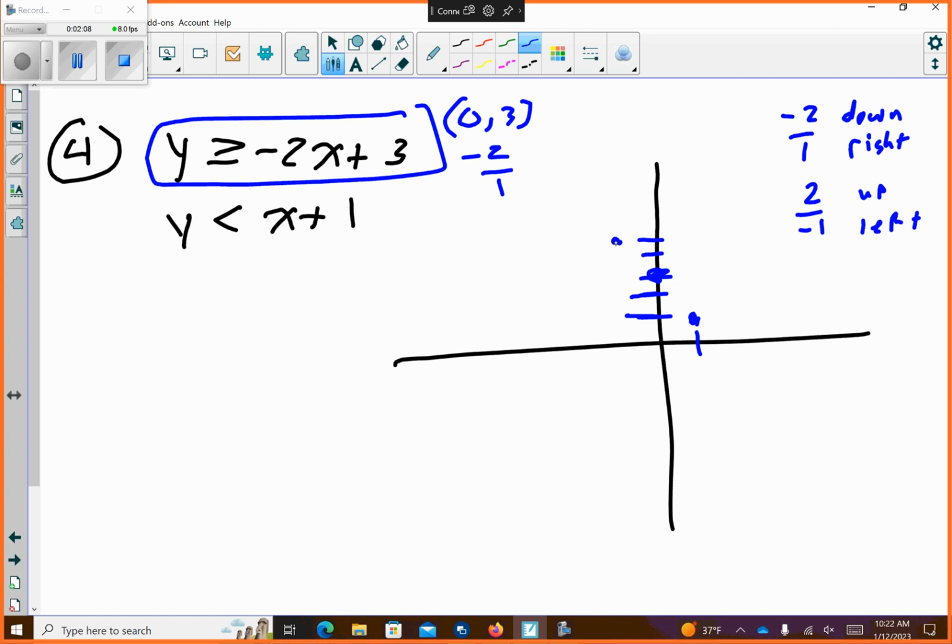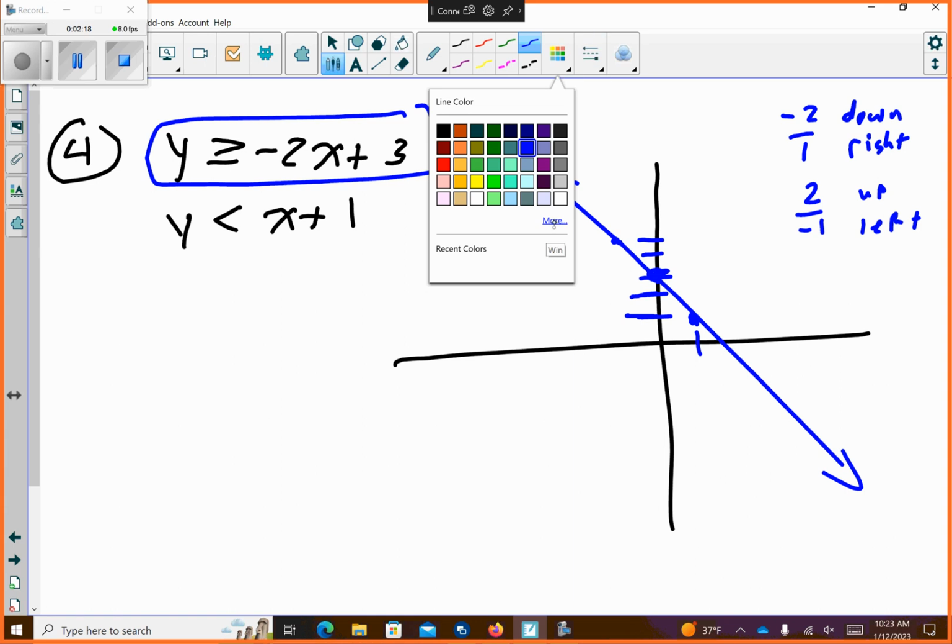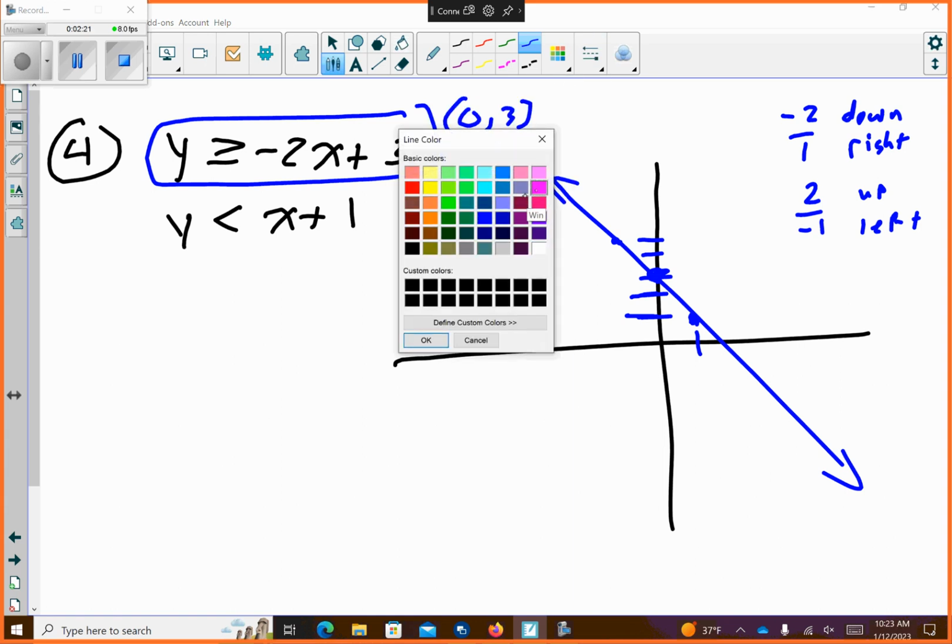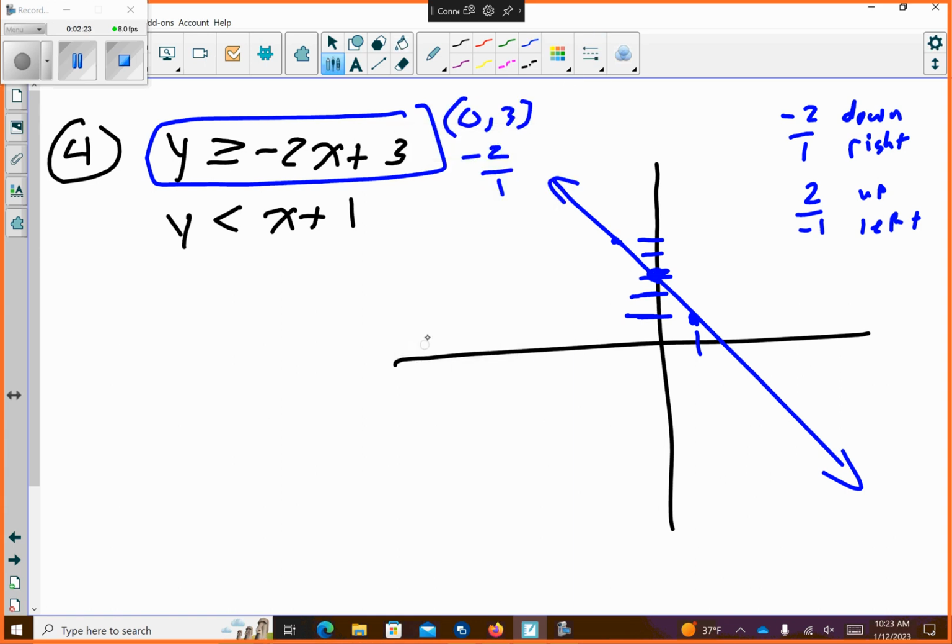Cool. Hey, is this one solid or dotted? Solid? Cool. Good so far? All right, let's do this. I'm going to go with pink. I like pink. All right. What can you tell me the y-intercept of this line would be? 0, 1. So it's right there. What is my slope? 1/1. So from this point, I'm going to go up 1, right 1. And this line is dotted.